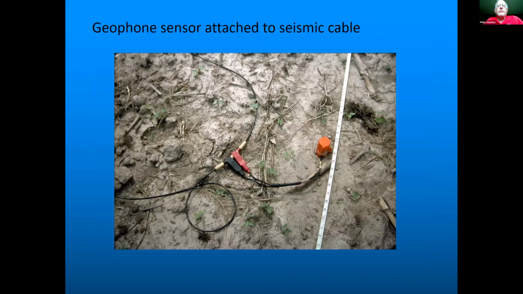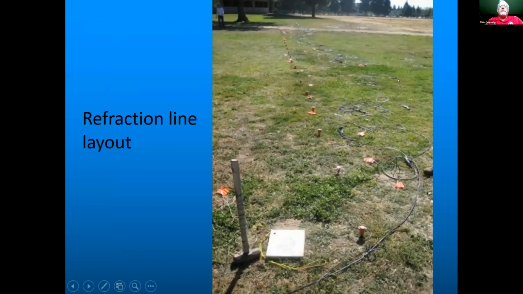And then this is a geophone, which is the sensor. It records the vibrations and sends them to a cable like this, which has what are called takeouts. Then this goes back to the recorder. And so you'll usually have a line of geophones like this.